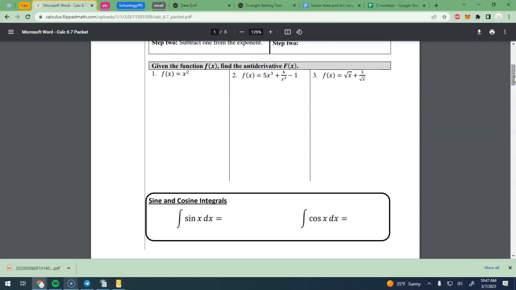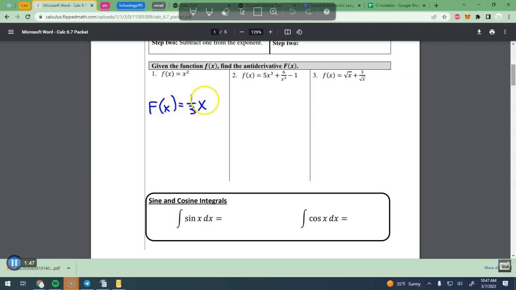Alright, so before, I should have told you that I had you do this before I even gave you a rule. Give me a function that has a derivative. We're doing antiderivative. Tell me a function that has a derivative of x squared. Just give me an example. One answer is 1/3 x cubed.